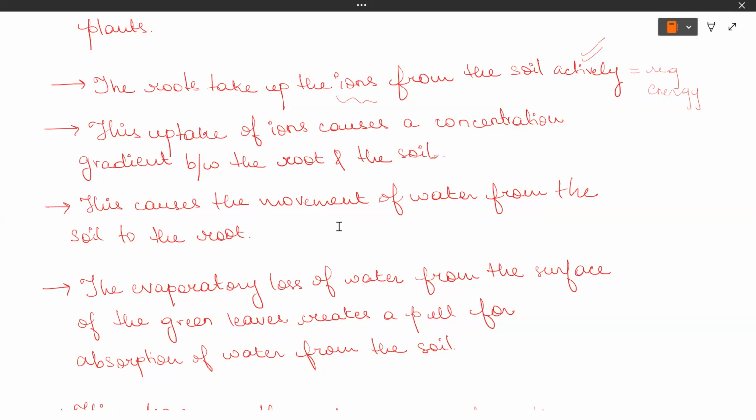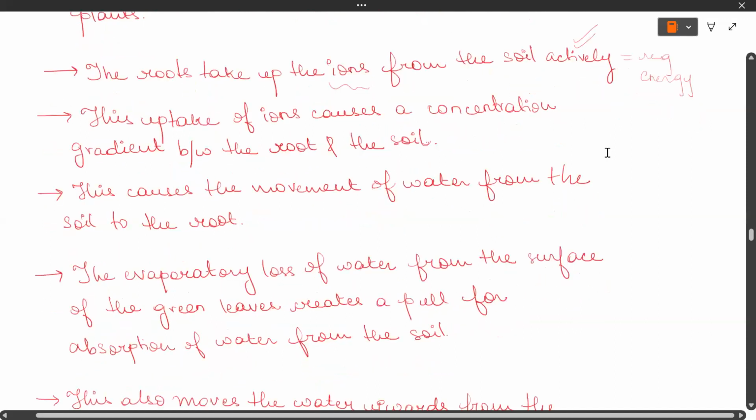So when the roots, firstly, take up the ions actively, this causes a concentration gradient between the root and the soil. How? See, now this root has taken up the ions. It means that ions are more in number in the case of the roots, whereas if we talk about the soil, it has less number of ions, isn't it? Now, let us compare the water concentration. So if ions are more in the roots, we can say that the water is less. Can we say that?